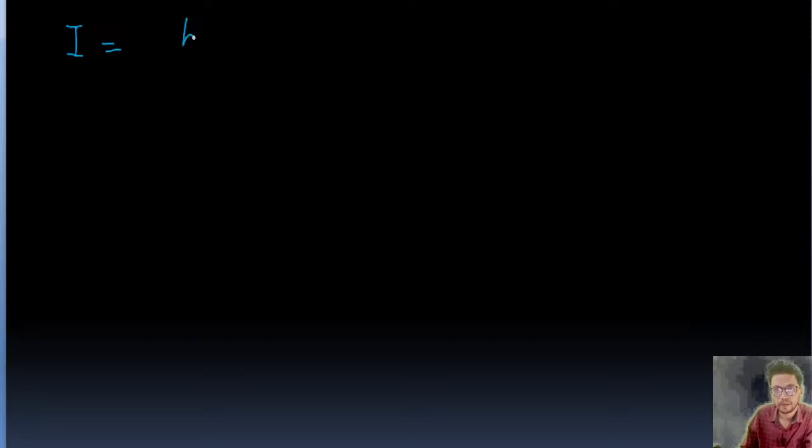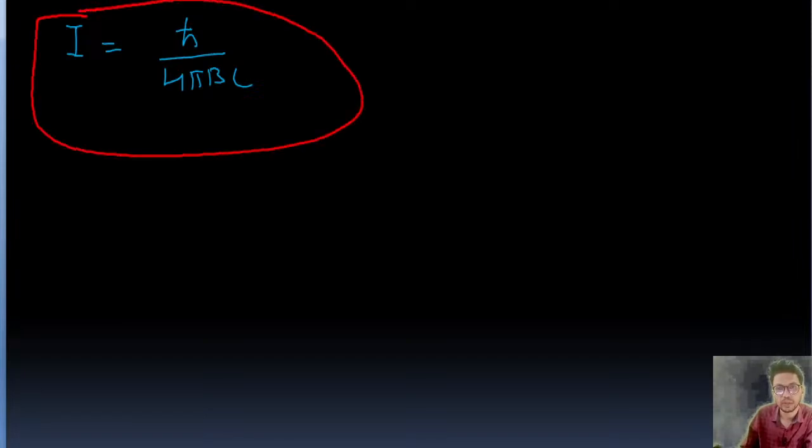I equals h cut upon 4 pi B c. This is a very important one. Here h cut equals h upon 2 pi, we know, right? So this is h cut upon 4 pi B c, simple.